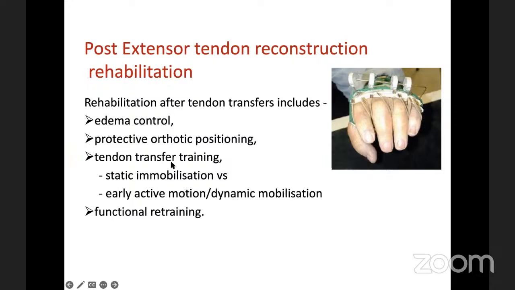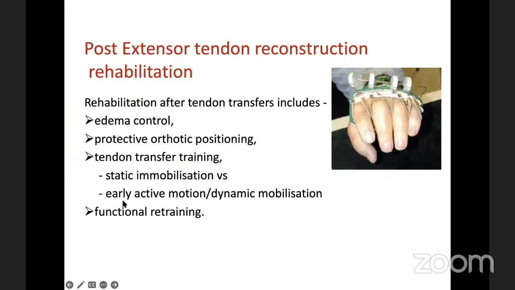Then tendon transfer training. So 2 ways: either static immobilization, so in a plaster or an orthosis for 6 weeks. Not a good idea because it creates a lot of adhesions and scarring, and the tendons don't glide. In terms of motion, either a dynamic mobilization, so this sort of device where the patient can actively flex, but this dynamic device will passively extend the fingers. But again, as you can see, it's very cumbersome and patients tend not to like it.